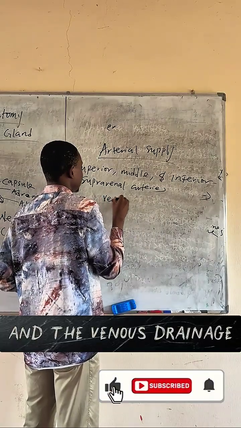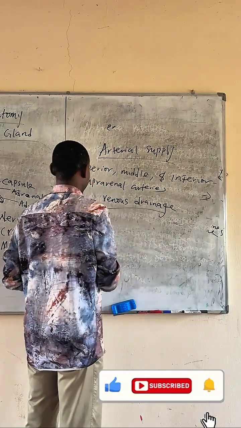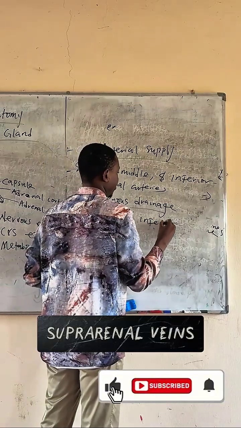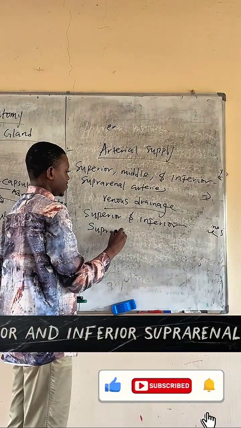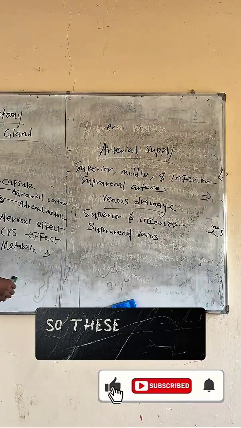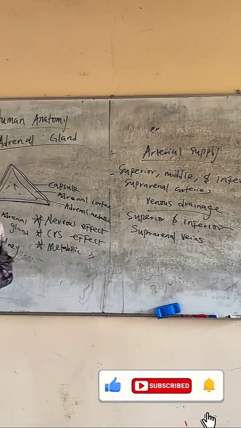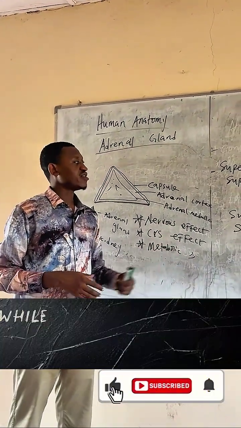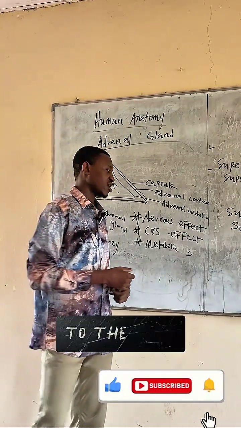And the venous drainage is simply superior and inferior suprarenal veins. So these are the blood supply. The superior, middle, and inferior suprarenal arteries carry oxygenated blood from the heart to the organ, while superior and inferior suprarenal veins carry the deoxygenated blood to the heart.